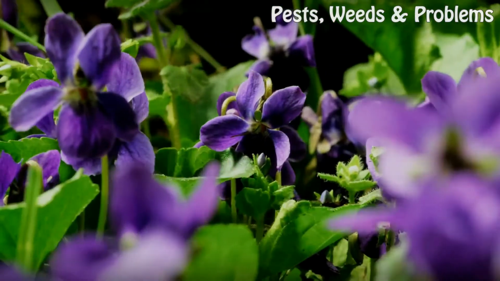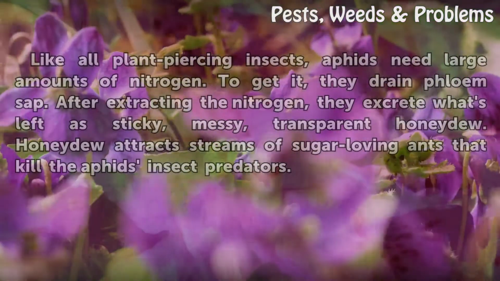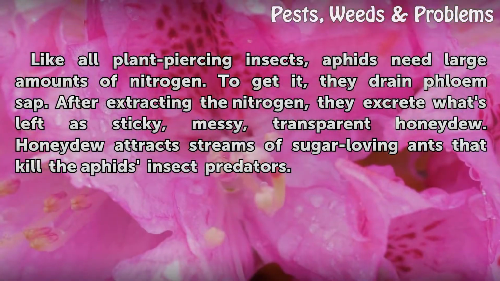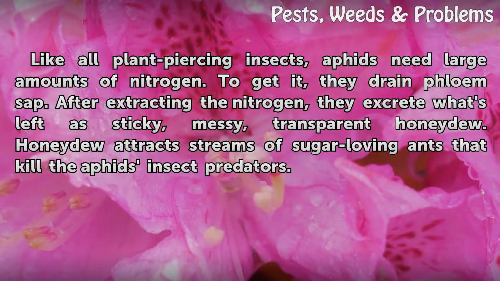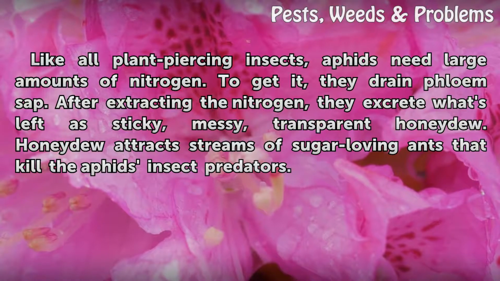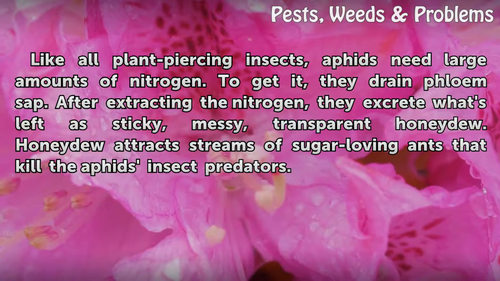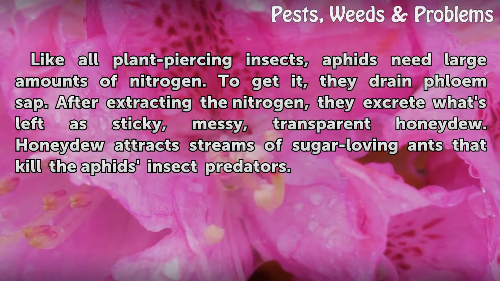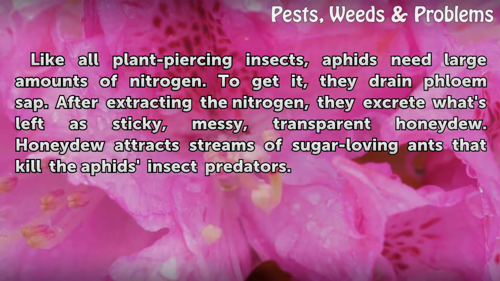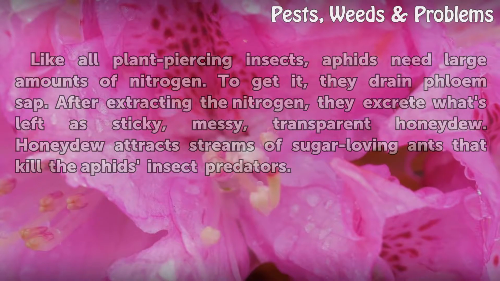Honeydew. Like all plant-piercing insects, aphids need large amounts of nitrogen. To get it, they drain phloem sap. After extracting the nitrogen, they excrete what's left as sticky, messy, transparent honeydew. Honeydew attracts streams of sugar-loving ants that kill the aphid's insect predators.